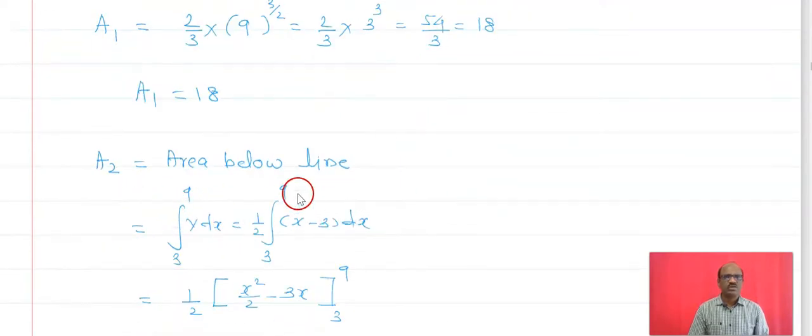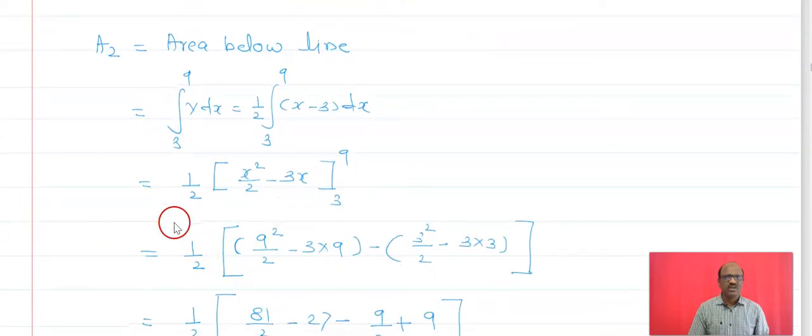What about A2? Area below the line, from 3 to 9 of y dx. That is 1 upon 2, the value of y, that is 1 by 2 in bracket (x minus 3) dx. That is 1 upon 2. What is the integral of x? x squared upon 2, minus 3x, from 3 to 9. Substitute upper limit minus lower limit. That is 1 upon 2, x is replaced by 9: 9 raised to 2 upon 2 minus 3 into 9, minus in bracket 3 raised to 2 upon 2 minus 3 into 3, bracket complete.